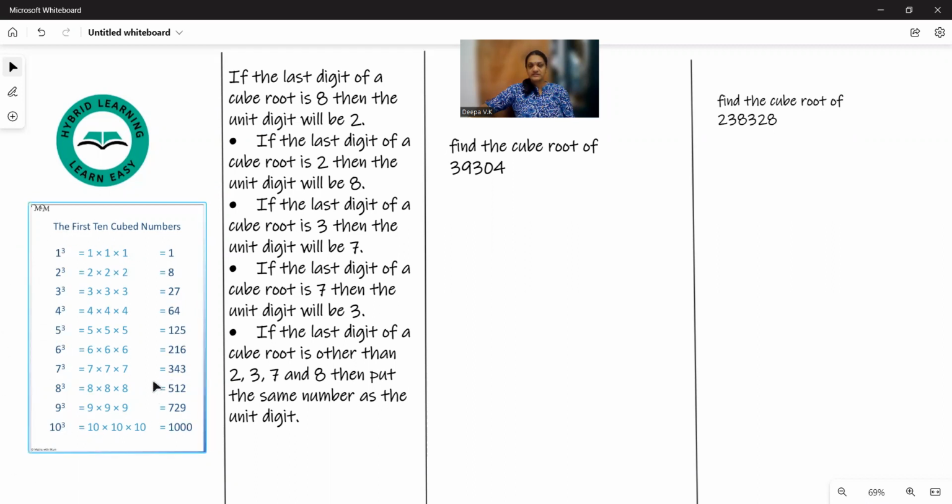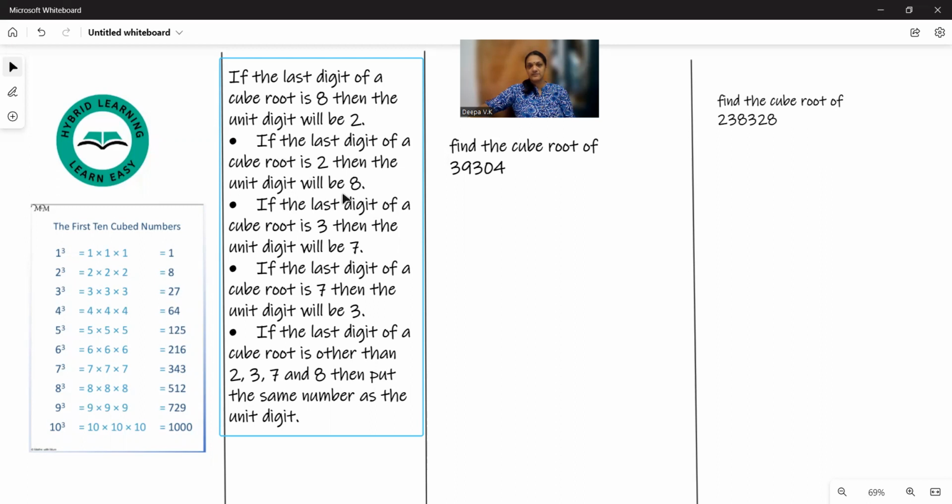And if you are given a 6-digit number or even a 9-digit number, you can easily find the cube root within 5 minutes. Just follow these rules. First, if the last digit of the number is 8, then the unit digit of the cube root will be 2, because 2 cubed is 8. Then reverse: if the last digit is 2, then the unit digit will be 8.